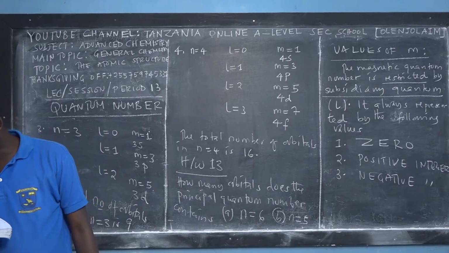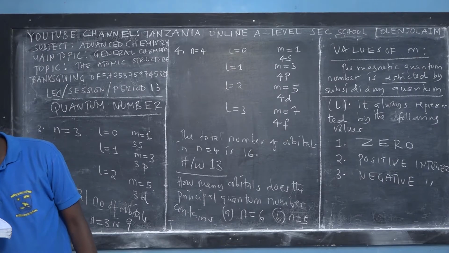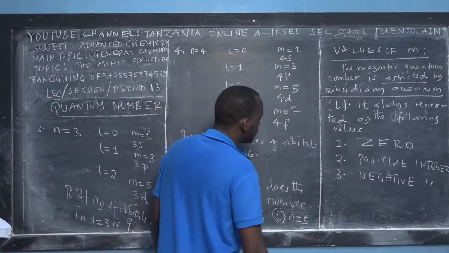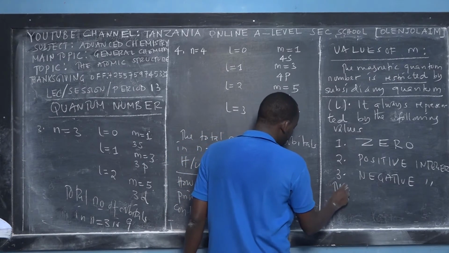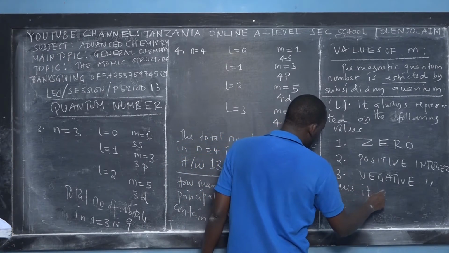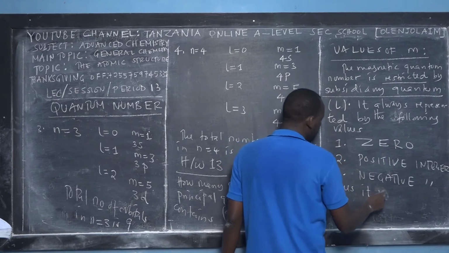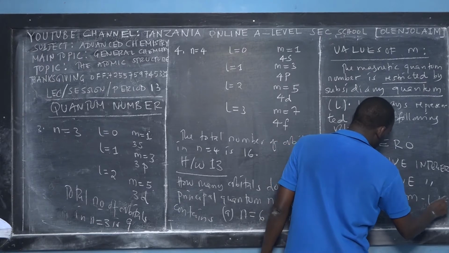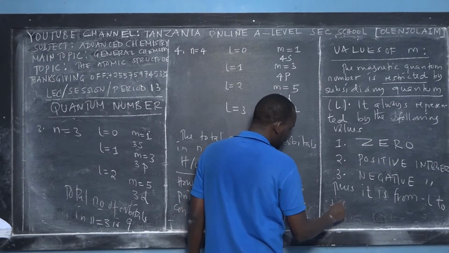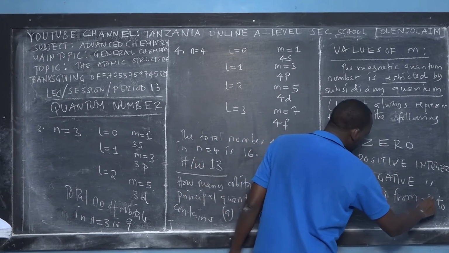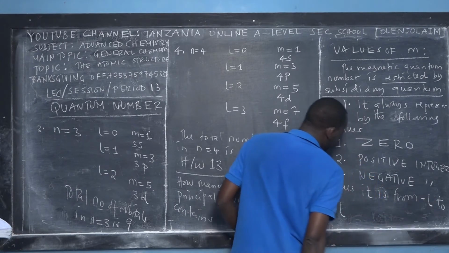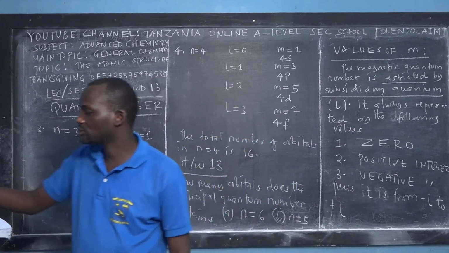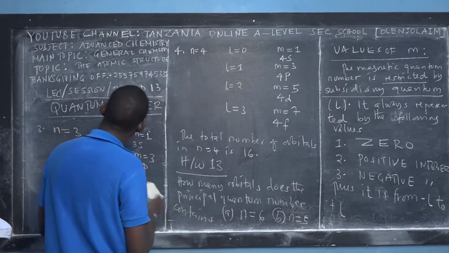So that is from negative L to L including 0. Thus it is from negative L to positive L. So you have to be careful when you are learning about magnetic quantum number, because there are two things that you should not confuse.